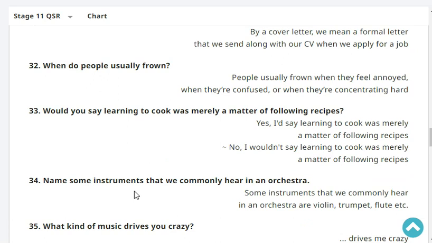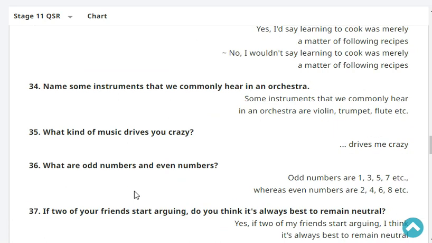Would you say learning to cook was merely a matter of following recipes? Yes or no? No, I wouldn't say learning to cook was merely a matter of following recipes.